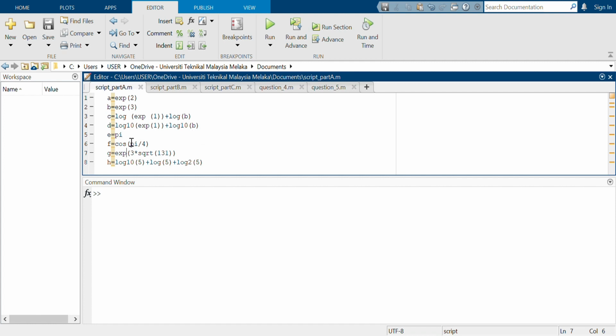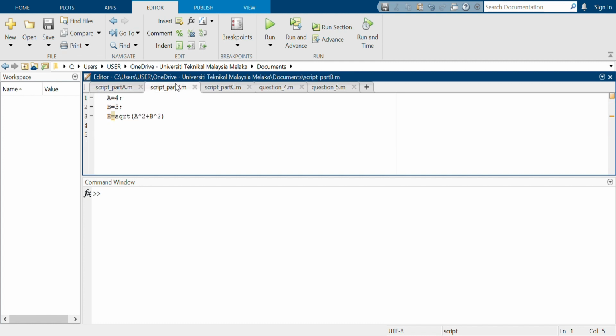And then you also ask if we need to find pi in MATLAB, we need to write the expression with the word pi. It will state the value of pi. Then for f, we find cos(pi/4), and for g, exponential power of 3 times square root of 131, where sqrt means square root. And I think that's all for part A.